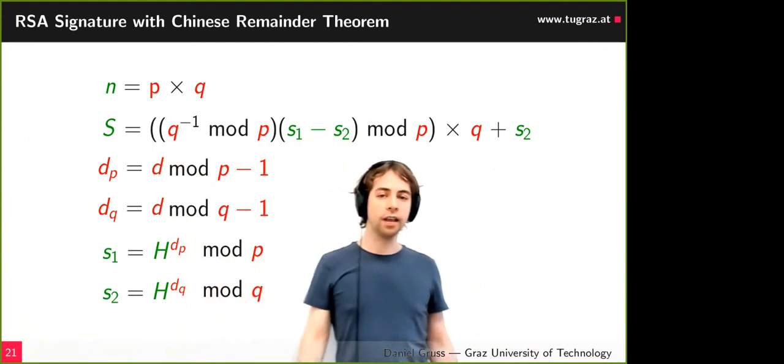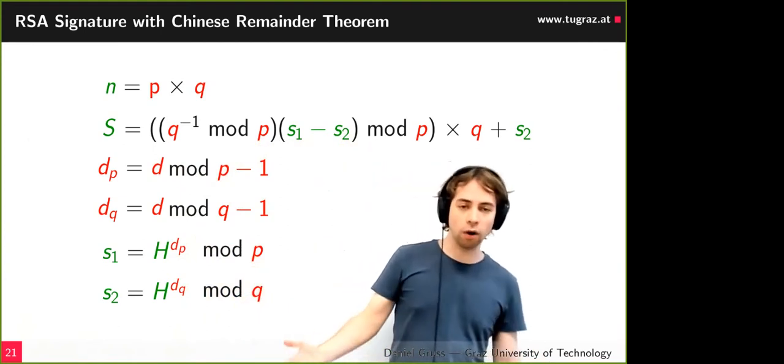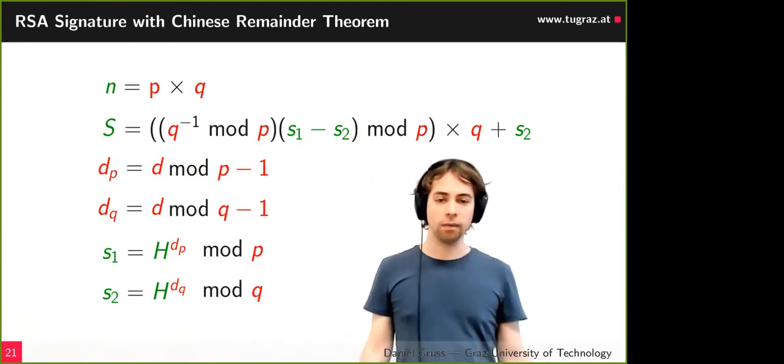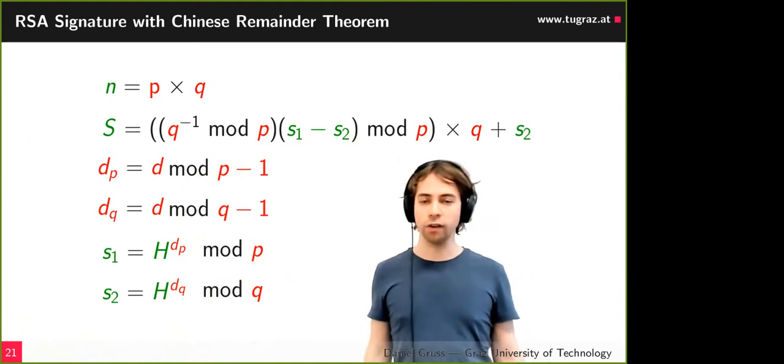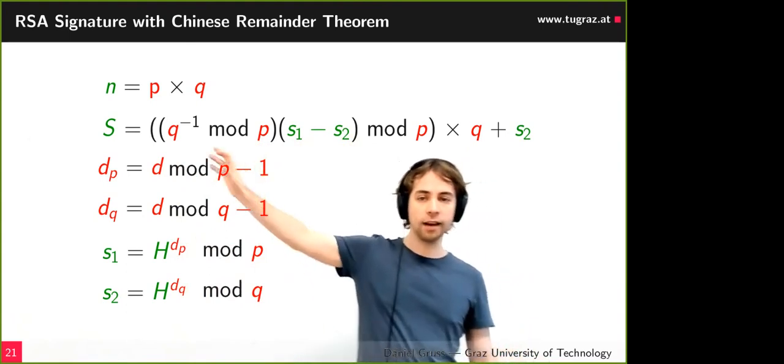two parts. This is a Chinese remainder theorem. And of course, this is a lot of mathematics. There's a lot of mathematics behind that. And it would take a long time to understand how this works exactly. But I want to focus on exactly the signature part here.